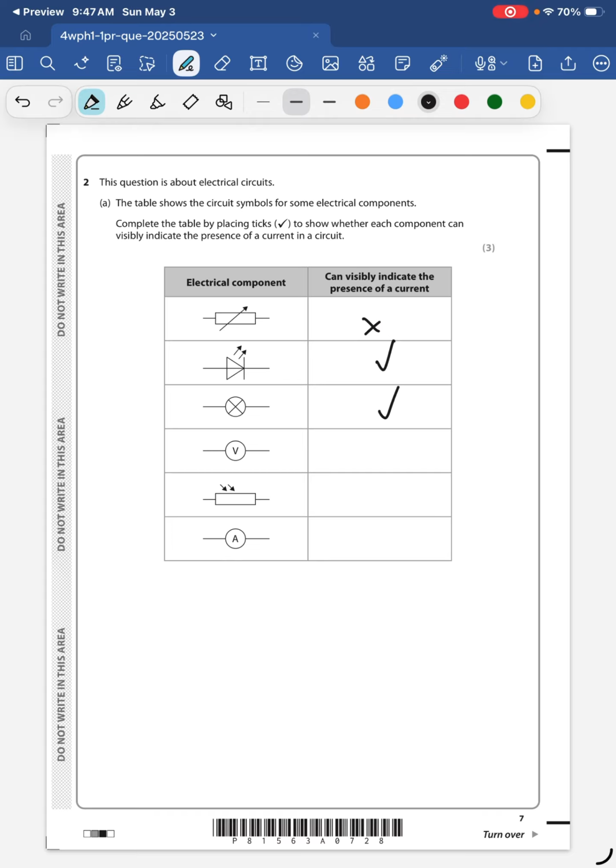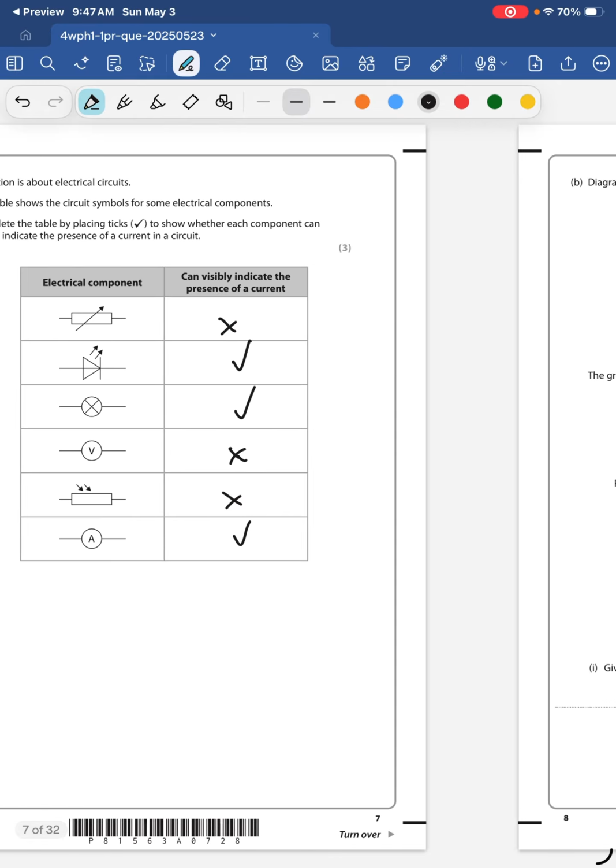Then the voltmeter doesn't really indicate the passage of current. The fifth one is a thermistor, so no. And the final one is an ammeter, and it does show you that the current passes through it. So we place a tick there, and we are done. So let's move on to the next question.